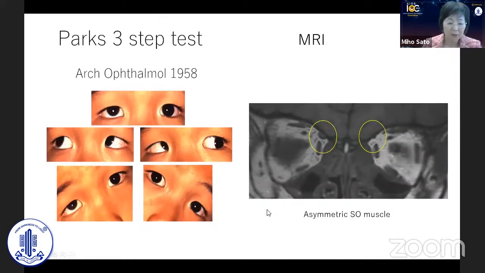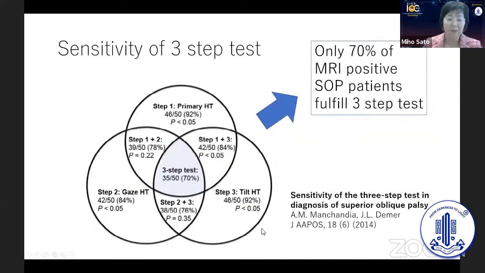Park's three-step test is the most popular way to diagnose it. But recently, magnetic resonance imaging is a more powerful tool to confirm the superior oblique shape and function. Interestingly, the sensitivity of the three-step test is only 70% of MRI-positive superior oblique palsy patients. That means the remaining 30% of patients diagnosed with MRI are not positive in the three-step test.